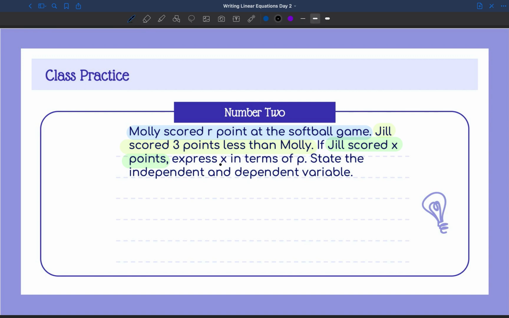And it told us to express X in terms of, remember we said it was going to be equals P. So it will be X equals, well, P, we know, this is supposed to be R, I apologize. X in terms of R. So Molly scored R points at the softball game, and then Jill scored 3 less. So R minus, because 3 less points. And this would be our linear equation.